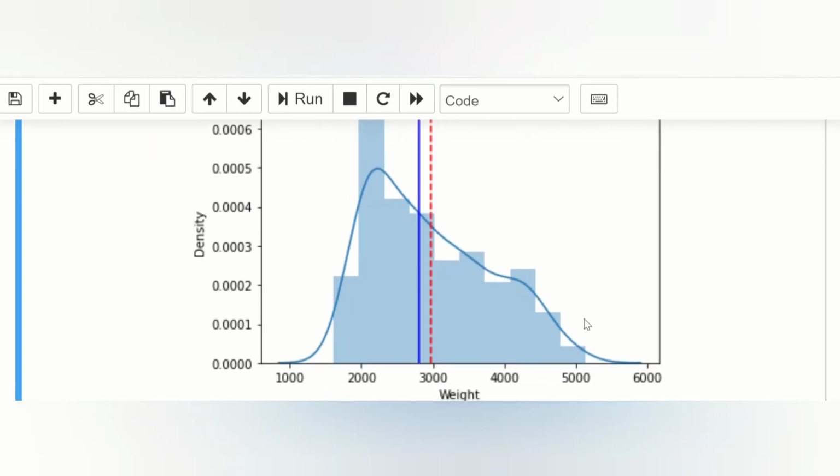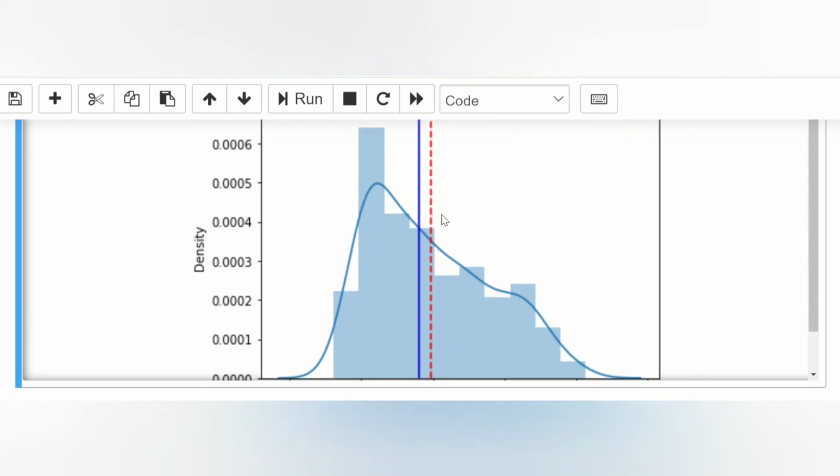So you can say that this distribution is a positively skewed or a right skewed distribution. As I told you, this red line represented the mean and this blue line represented the median. So in a positively skewed distribution, mean is greater than the median, and it is quite evident from this picture.